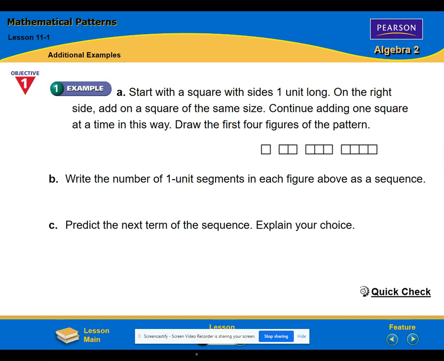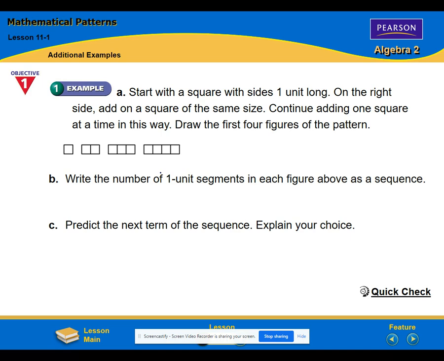Okay, so that would look like this. First pattern is a square. The second pattern is a square with another square tacked onto it using one of the sides. The third pattern would look like this. The fourth pattern would look like this. Okay. Now the point to that is in the next 2 questions.